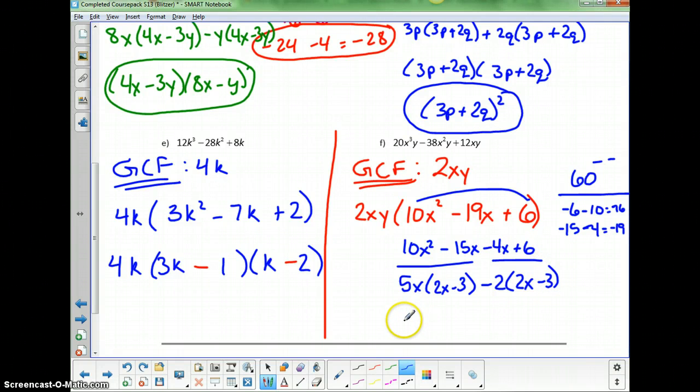So this is going to factor into 2x minus 3 times 5x minus 2. And that was just this part of it, right? Just the 10x squared minus 19x plus 6. So we got to make sure we bring down the 2xy, put it in front of our final answer.